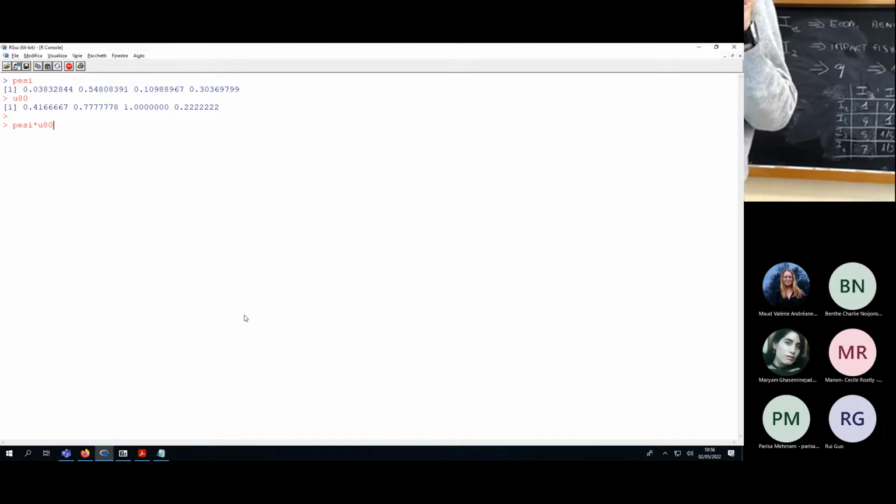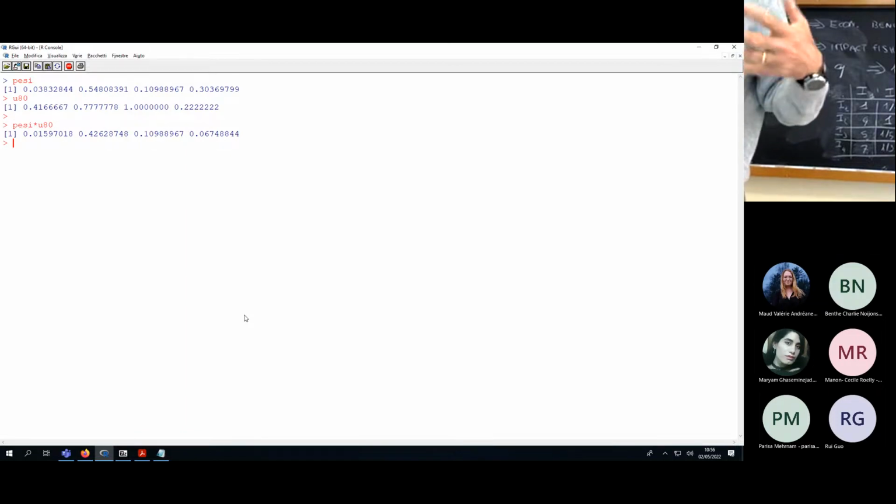where each element is the product of the corresponding elements in the vectors pesi and U80. So you see that 0.41 times 0.3 gives 0.01. 0.77 times 0.5 gives 0.42. Do you understand? This is the product, element by element, of the two vectors. And then if I take the sum of it, the utility given to U80.